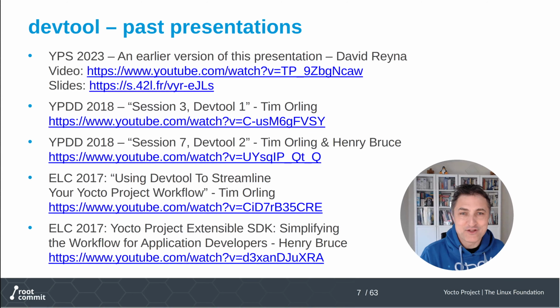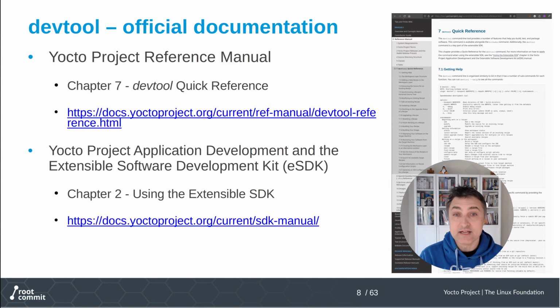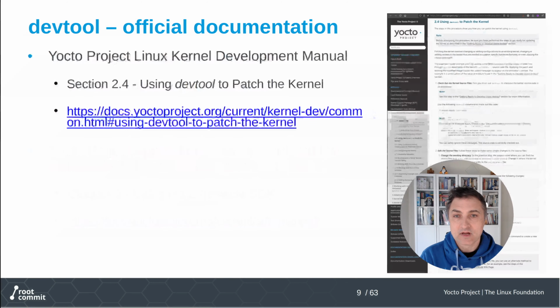Of course, you can find earlier presentations about this topic, for which videos and slides are available. You'll find the links again in the description of this video. Anyway, if you're looking for information about Devtool, don't forget to check out the Devtool Quick Reference chapter in the Yocto Project Manual. Also check the documentation of the extensible SDK, as Devtool is precisely the cornerstone of this SDK. The manual also describes how Devtool can be used to patch the Linux kernel.